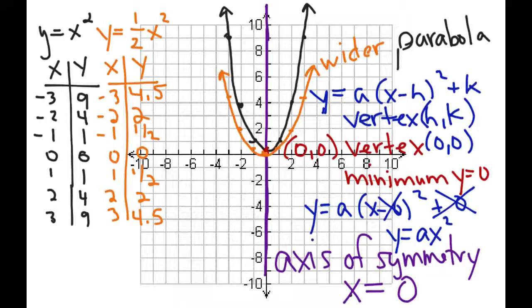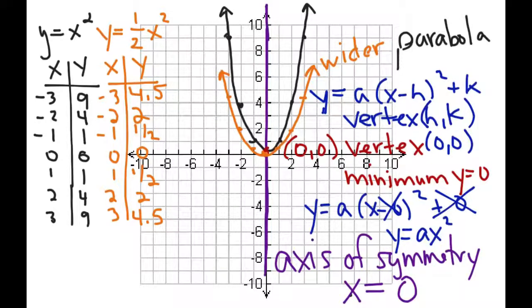The only thing that's the same between these two parabolas is where the vertex is. The axis of symmetry is also the same. Notice that the axis of symmetry always goes through the vertex. So wherever the vertex lies, the axis of symmetry will be x equals the x coordinate of the vertex.